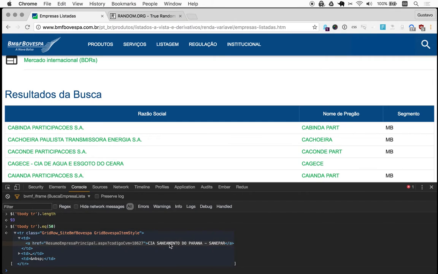This is the name, Companhia de Saneamento do Paraná. So Paraná State, probably a sewage company, water, something like that. Great. What we can do now is try to find this company on Google.